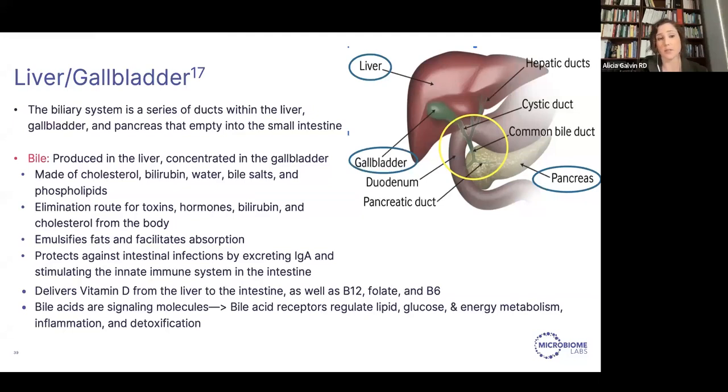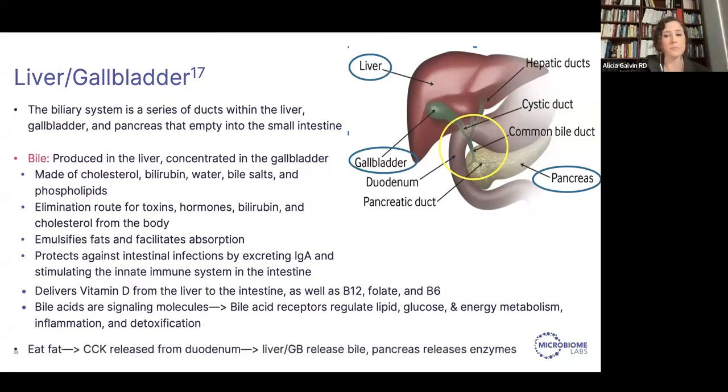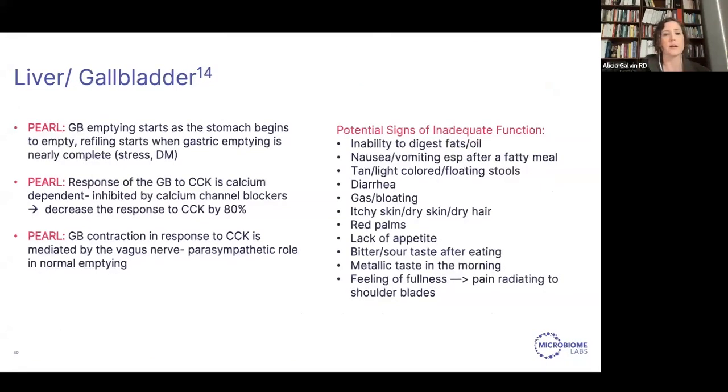They play a role in detoxification. They play a role in heart health. They play a role in vitamin D, in our immune system, and in signaling. So we have to make sure that we're supporting and assessing for proper bile flow and function. And then again, when we eat fat or a meal, that's when that CCK gets released. And that's what stimulates the gallbladder to contract to release bile, and then for the pancreas to release its enzymes.